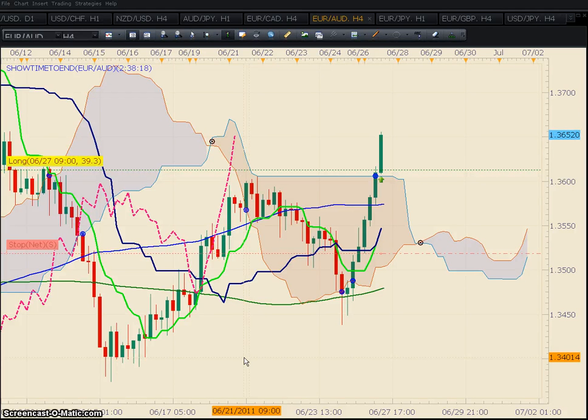Alright traders, we're back for the start of the week and we're starting out pretty good. We got a trade in progress. It's the Euro Aussie and we got in on a Kumo Breakout right here. And as you can see right now we're in a 40 pip profit.